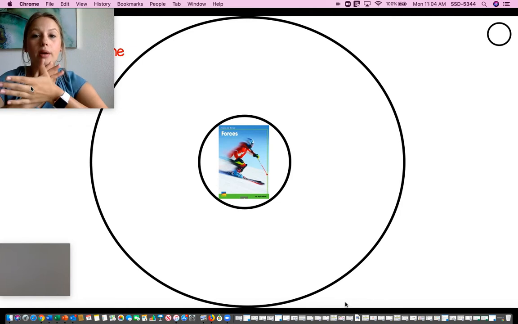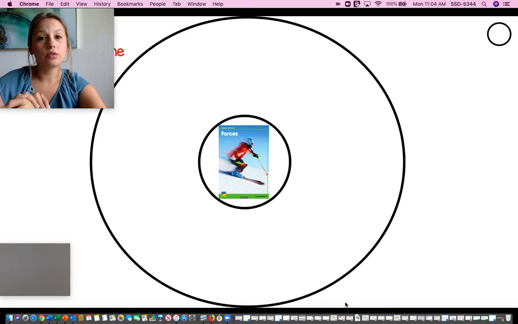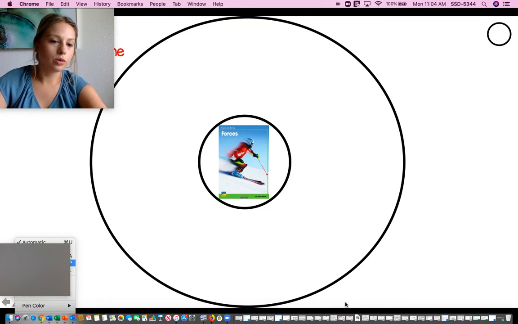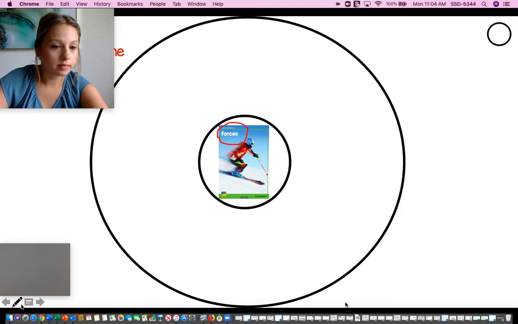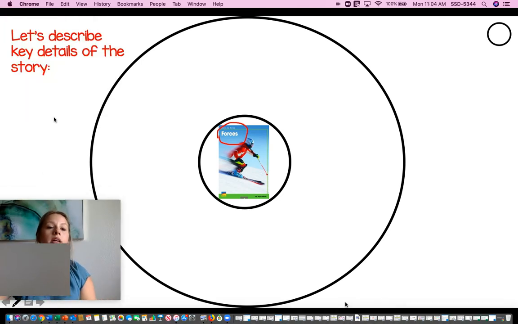So if you have your circle map from yesterday, go ahead and get it. If you want to draw your own circle map, you can. Remember, a circle map has a tiny circle inside and a big circle outside. And then inside my circle map, I have our story, but you could write the word forces, or you could even draw a guy skiing or a woman skiing. Okay, remember, a circle map lets us describe details of the story, so important parts of the story, and we're going to write them down.